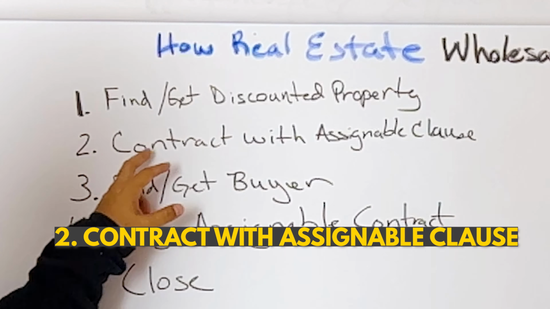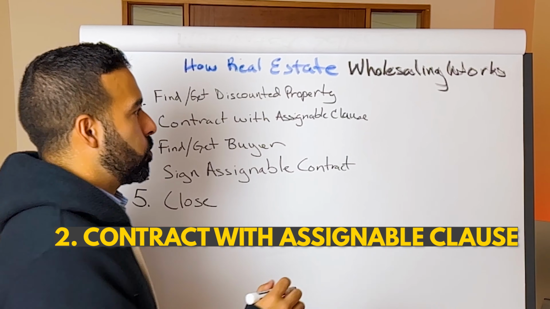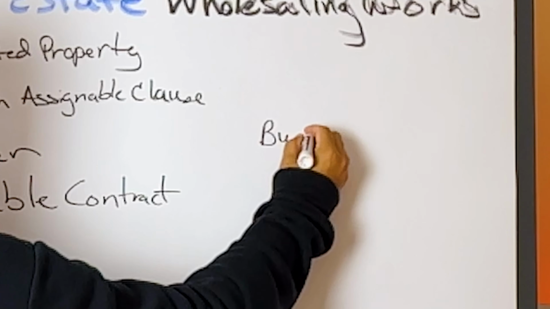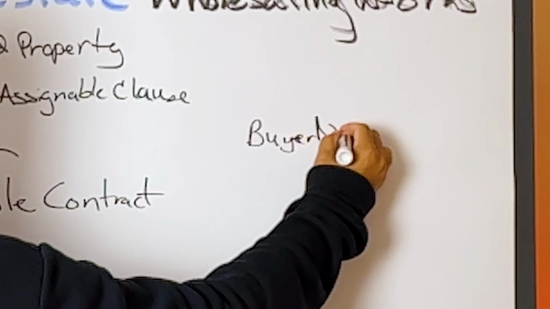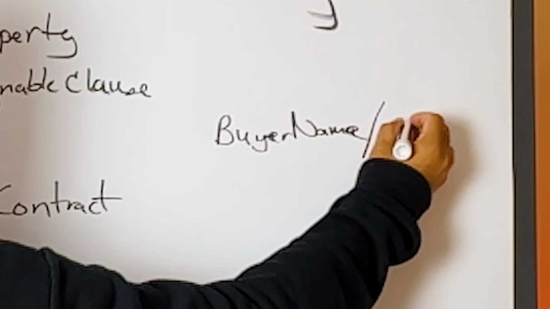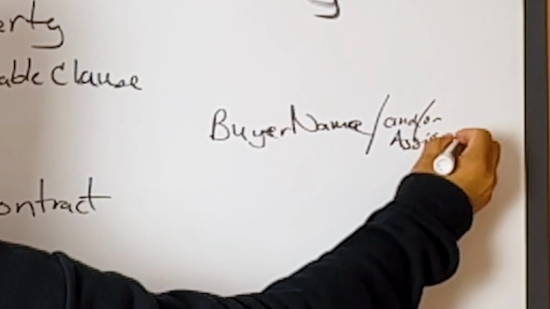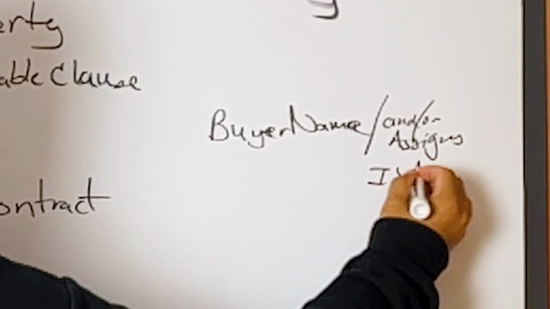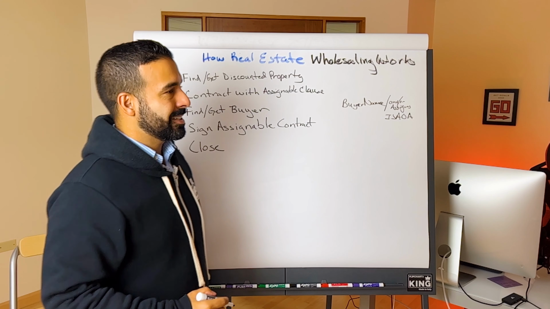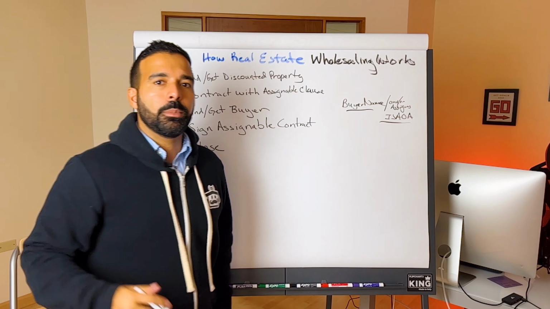The second piece is contracting with an assignable clause. So what does that mean, assignable clause? Well, when you put your buyer name in the contract, you want to say "and or assigns," okay? You can also state ISAOA, okay, which means it's successors and or assignees, okay? And so when you do that, that contract becomes assignable.